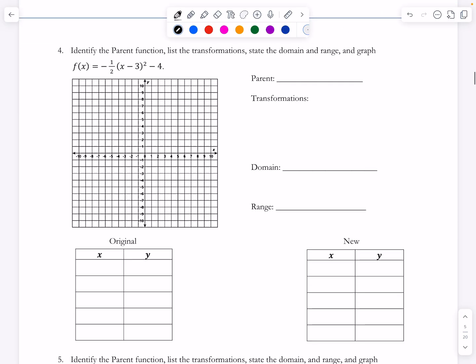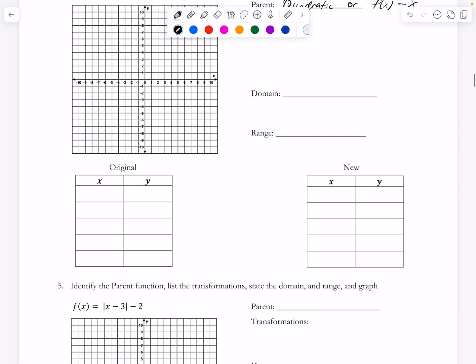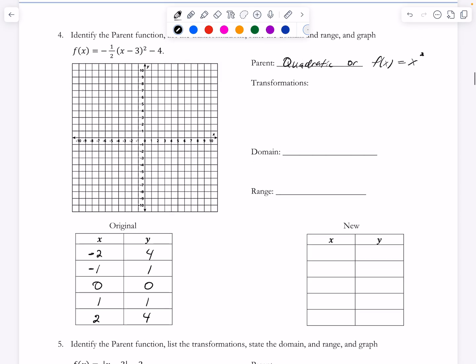Okay, next one. This one is a quadratic parent function, or x squared. My parent function values are -2, -1, 0, 1, 2 for x's. Square them for the y's. Take a look at the transformations here. We've got a vertical compression by 1/2. We've got a reflection, that's that negative, over the x-axis. And then we have 3 to the right, think opposite, and we have 4 down.